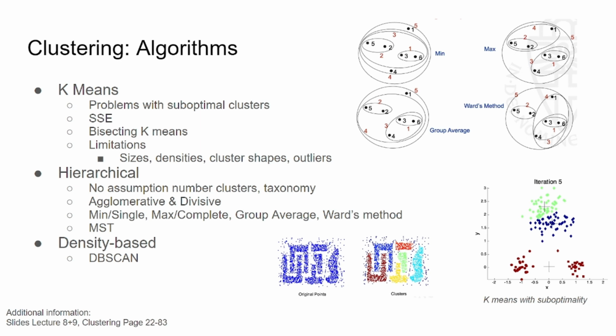Obviously, for more details, you can look at the lectures. But the principal idea is that DBSCAN looks at how tightly are the points together inside the cluster as opposed to outside the cluster.